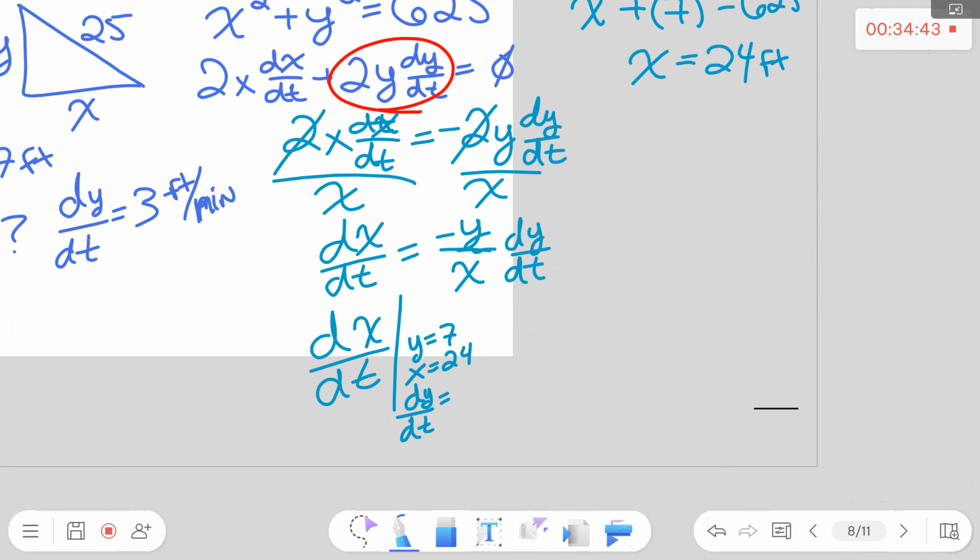Wait, where did we get x? The diagram. That should be a negative 3. It's sliding down the wall, it's not going up the wall. Slide down the wall. So negative 7 over 24, times negative 3.